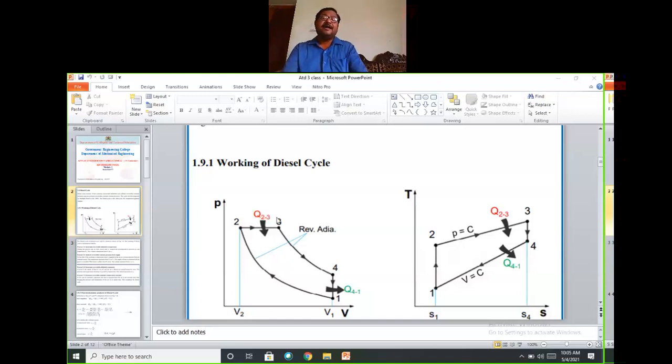Okay. Again, 3 to 4. I'll come to the 3 to 4. Adiabatic process, or it is called as isentropic process. Isentropic means states 3 and 4 both have the same S. If you extend states 3 and 4 to the x-axis, both are falling on the same point. That's called as the isentropic or reversible adiabatic.